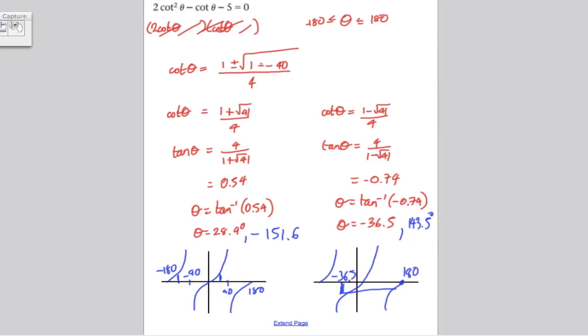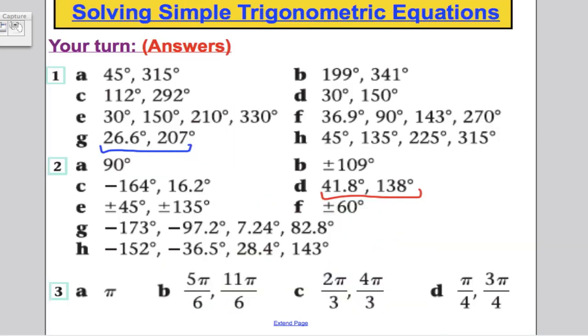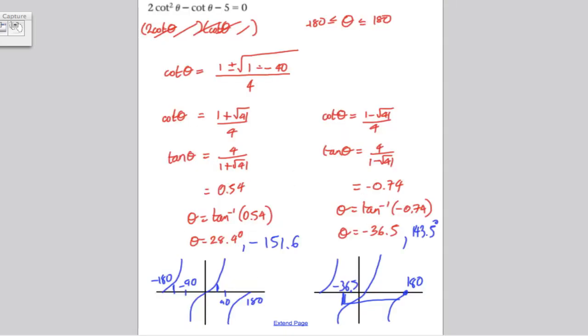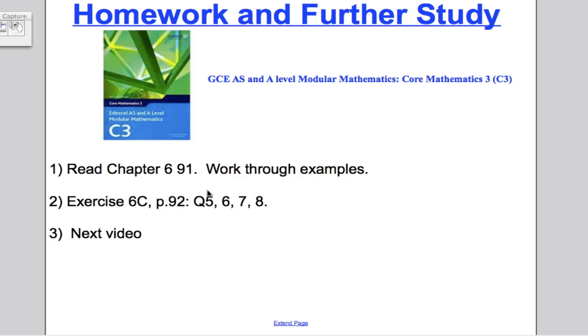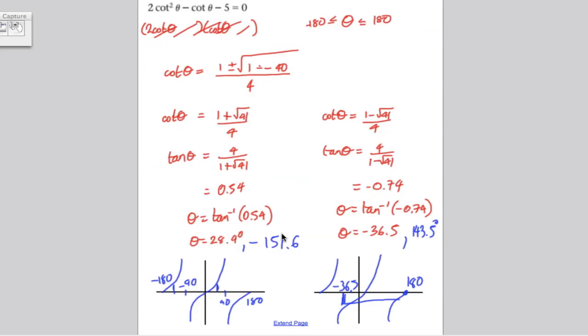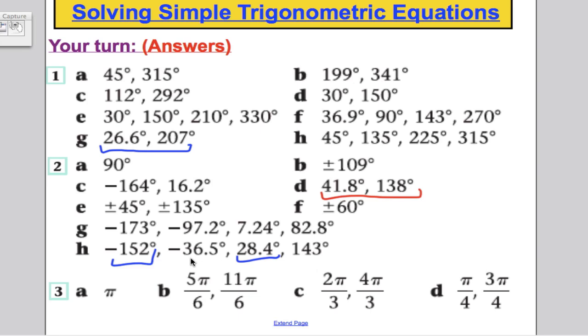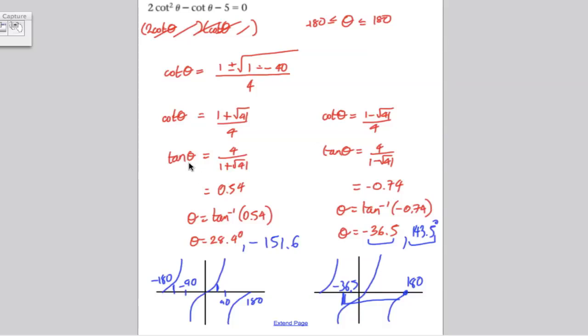So let's go to our answers and check if we got something like that. 28.4, got it. Negative 151.6, negative 152, got it. Negative 36.5 and 144, negative 36.5 and 143 even. And so we got all those particular answers here. So it's quite a complicated one.